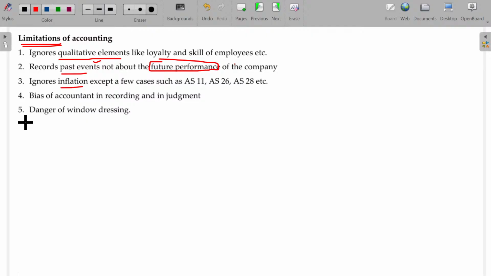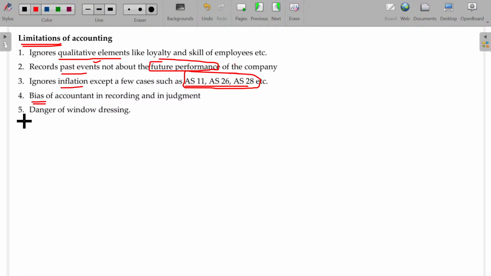The price may be 1 rupee or 2 rupees, because it was purchased 30 or 40 years ago, and year on year they claim the depreciation. Today the book value is very low, but land values have boomed, right? Anyhow, we never bother about adjusting their value as per today's worth. So inflation has a vital role, but we never bother about that. In some cases, of course, inflation is also adjusted, like AS numbers 11, 26, 28. That you will study along with your final, I mean inter level. No need to worry about these things. Accounting standards, right?